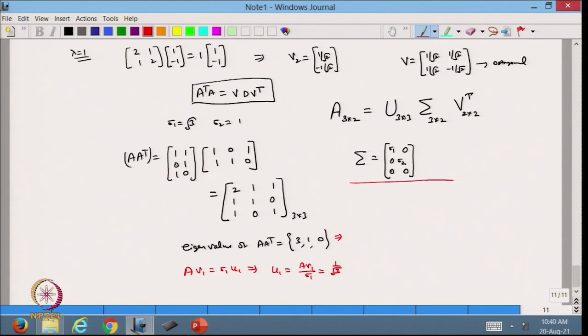So, sigma 1 is root 3 and this is my A and I can put my V 1. So, V 1 is 1 by root 2 and 1 by root 2. So, it is 1 by root 3 here and now I get 2 by root 2, then 1 by root 2 and 1 by root 2, and from here I can write this vector as 2 by root 6, 1 by root 6 and 1 by root 6. So, this is my u 1 and it is a vector with magnitude 1 that we can see from here. So, I am able to get this value.